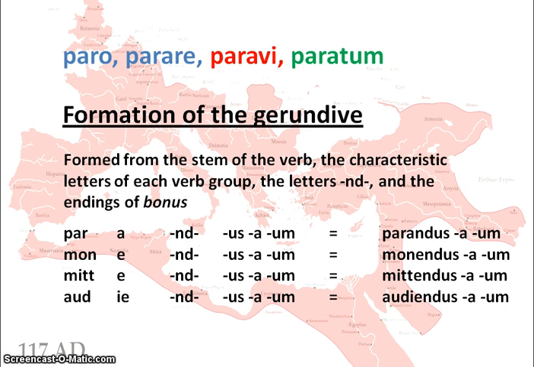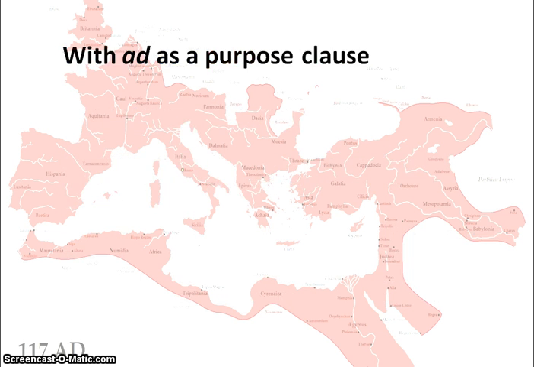The endings of bonus, we'll see, are obviously -us, -a, -um. So in the masculine, it's going to go a lot like servus. In the feminine, it's going to go like puella. And in the neuter, it's going to go like bellum. So we have P-A-R, the letter A, N-D, -us, -a, -um. So we get parandus, -a, -um. For group 2, the characteristic letter is going to be an E. For group 3, it's going to be an E. And for group 4, it's going to be I and an E.